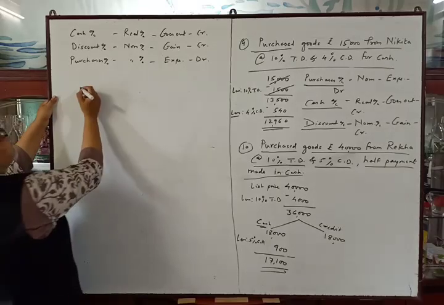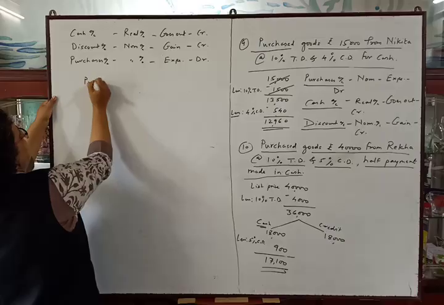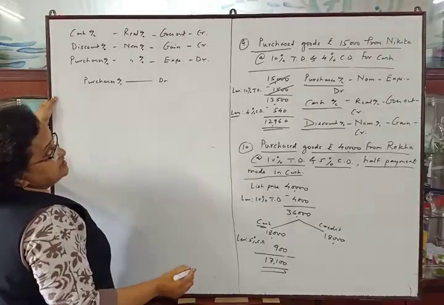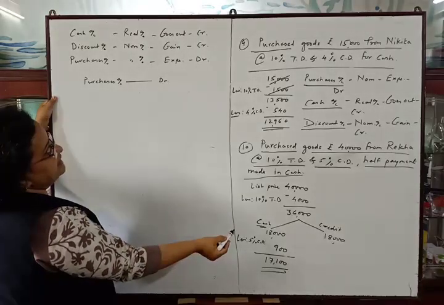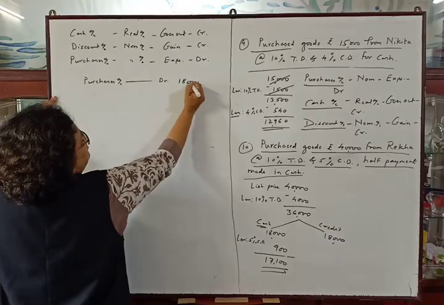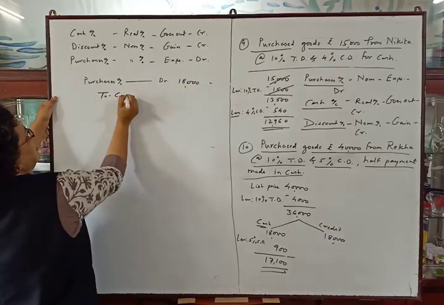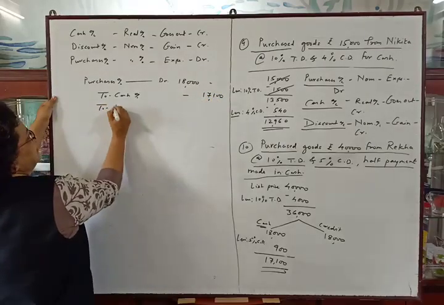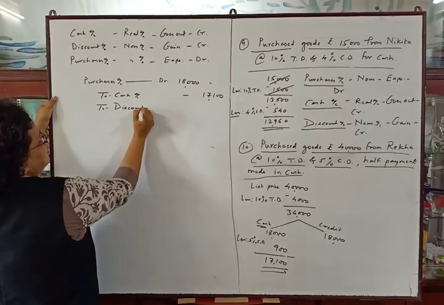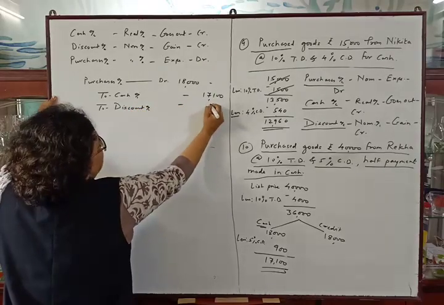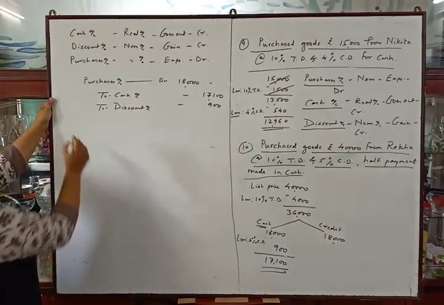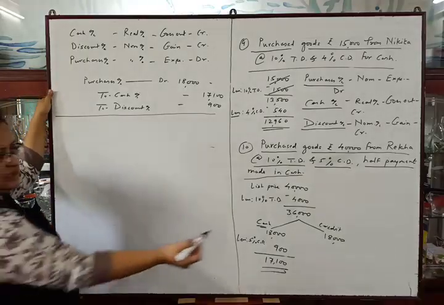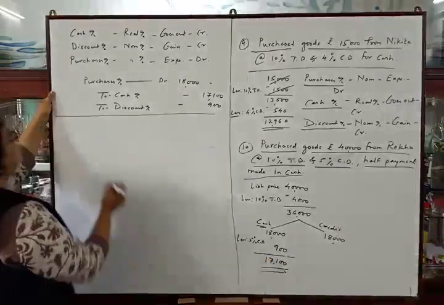एंट्री कशी होणार बघा. परचेसेस अकाउंट डेबिट, purchases account debit, we are purchasing goods worth rupees 18,000, so 18,000. To cash account, cash is going out 17,100. To discount account, that 900 rupees discount. अशी एंट्री होणार आहे कॅश ट्रान्झॅक्शनची. ओके, आता क्रेडिट ट्रान्झॅक्शनची एंट्री कशी होणार आहे बघा. 18,000चं क्रेडिट ट्रान्झॅक्शन आहे. 2 अकाउंट्स विल बी इन्व्हॉल्व्ड.